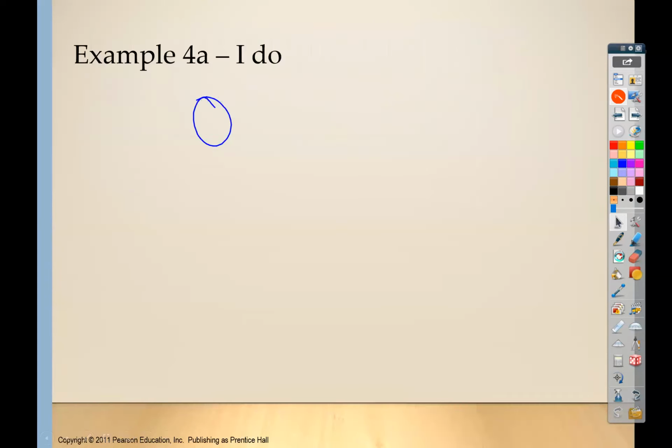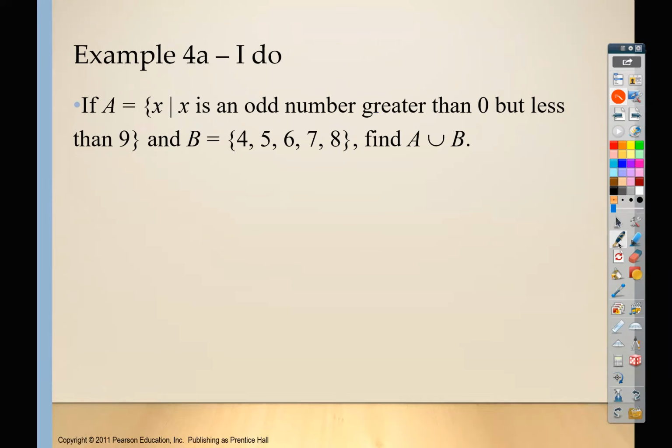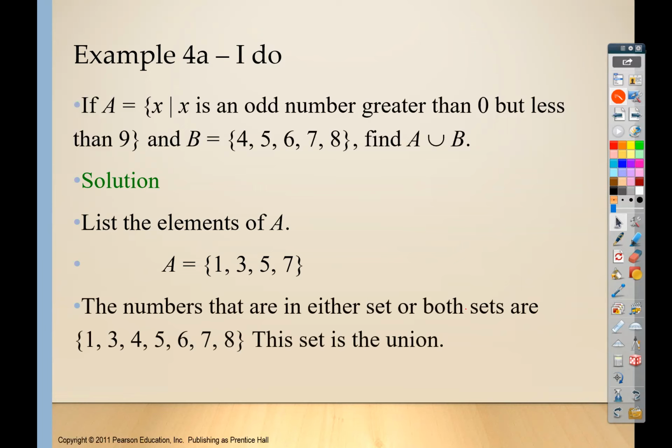So if A equals all odd numbers greater than 0 but less than 9, and B equals 4, 5, 6, 7, and 8. Find A union B. So you would list all of the numbers in A, so all odds between 0 and 9, and then you look at all numbers in B and you list both. So the numbers that are in either set or both sets are 1, 3, 4, 5, 6, 7, 8. This is the union.